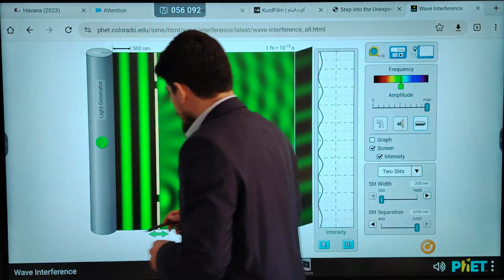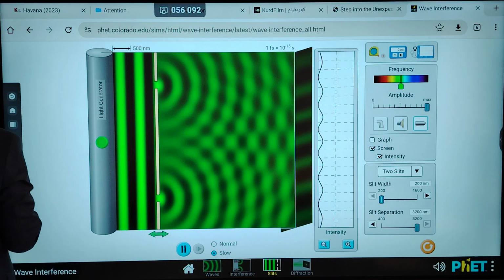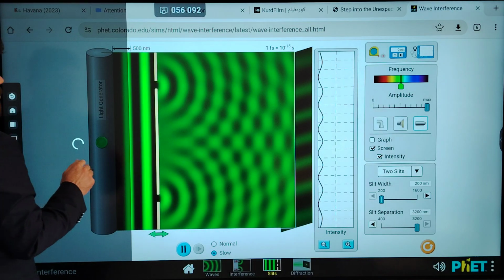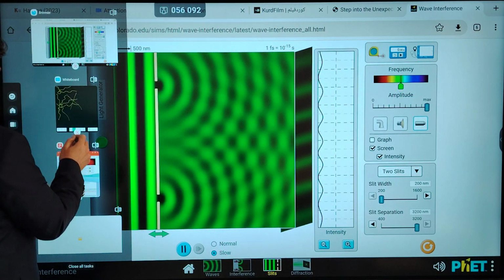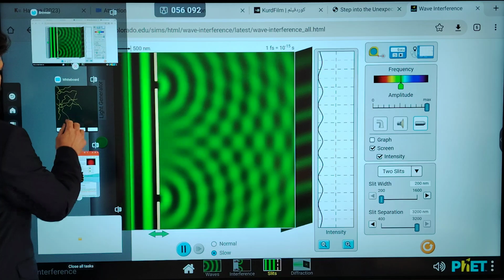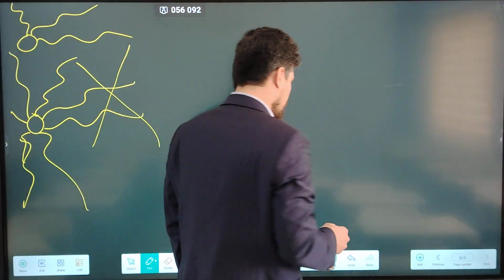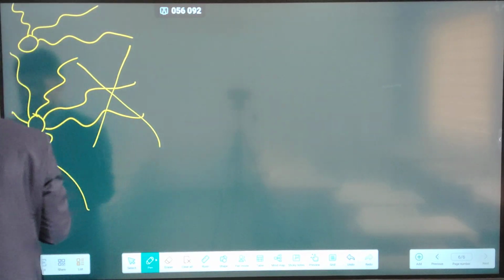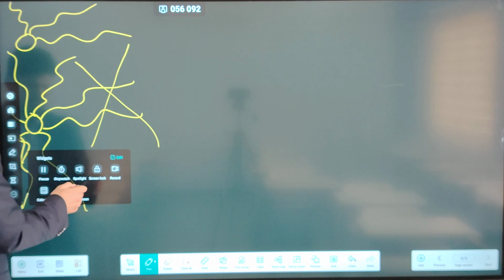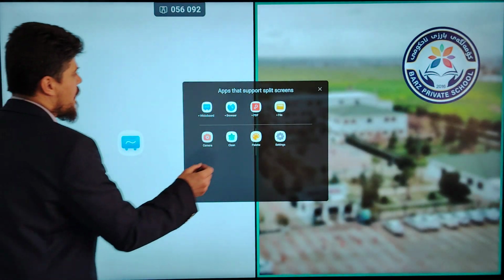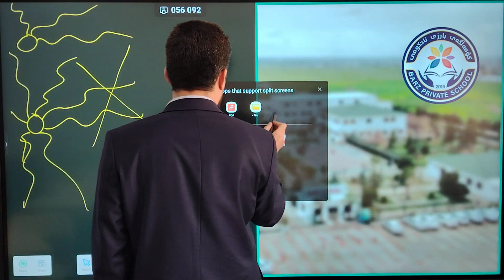Okay, guys, I hope you benefited from this simulation, and I'm sure that this is very helpful for the students to make it easy, because sometimes the students struggle with the interference of two light waves. Okay, let's go back to our pamphlet.